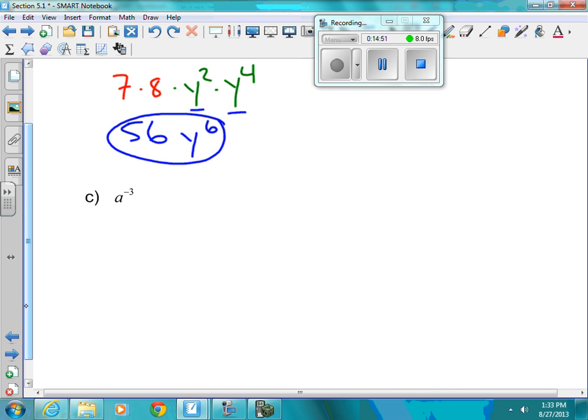A to the negative 3rd. This one's a negative exponent property. We just flip it, it goes to the bottom, and we get 1 over a to the third. So these properties still work with variables as well as with just number values.